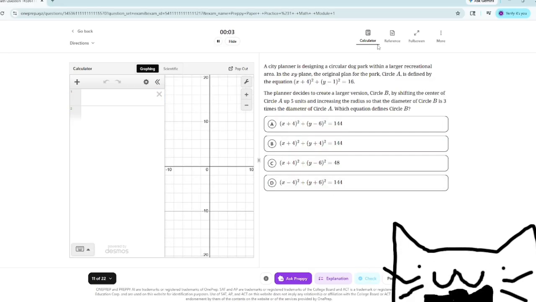Now, oh, this has a circle. I don't like circles. Okay. Circle A is defined by this. By shifting the center of circle A up 5 units. H, K. Yeah. So k minus 6. And then increasing the radius. What is it? This is right. So that diameter of.